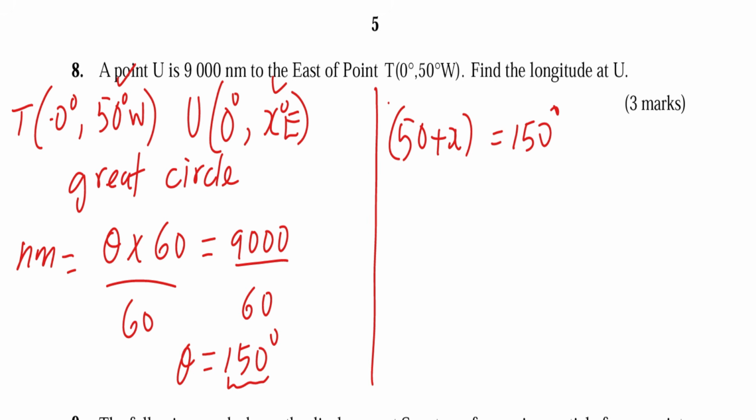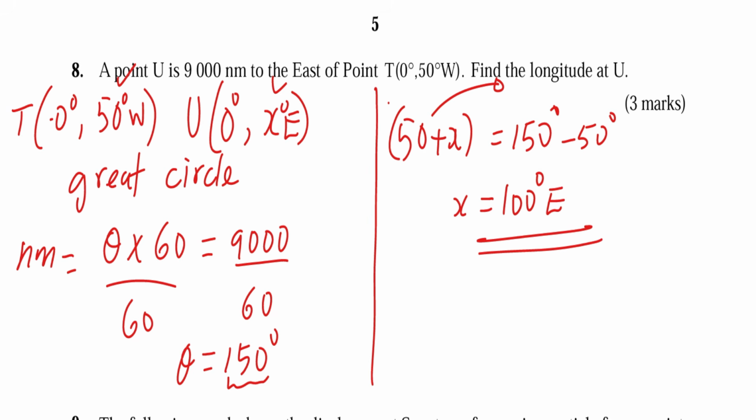Sawa. So peleka 50 the other side, so 150 minus 50, x is therefore 100 degrees east. So this is the longitude. Umeulizwa longitude, hujaambiwa location ya kitu chote hapo. So B, the question is very specific. So find the longitude at U, which is 100 degrees east. Sawa.